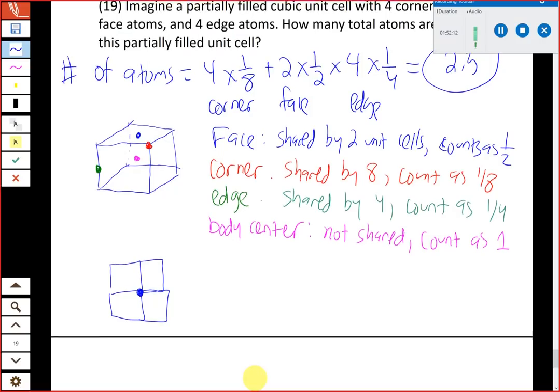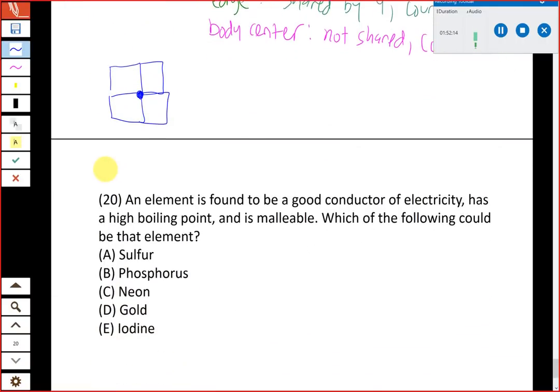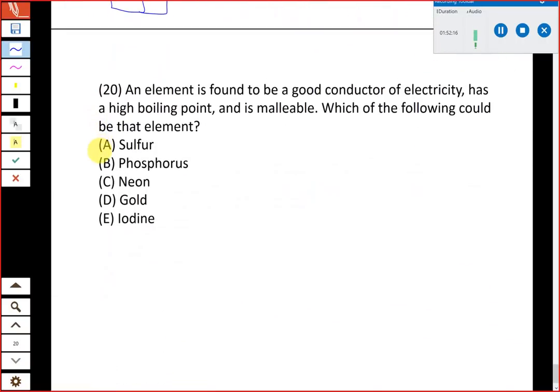All right, so on to the finale, number 20 here. The last thing we're going to talk about is classifying substances and understanding how the properties relate to the type of substance it is. So here we have an element that is found to be a good conductor of electricity, with a high boiling point, and malleable. Which of the following could be that element? So what this problem is really asking us to do is distinguish between metals and nonmetals.